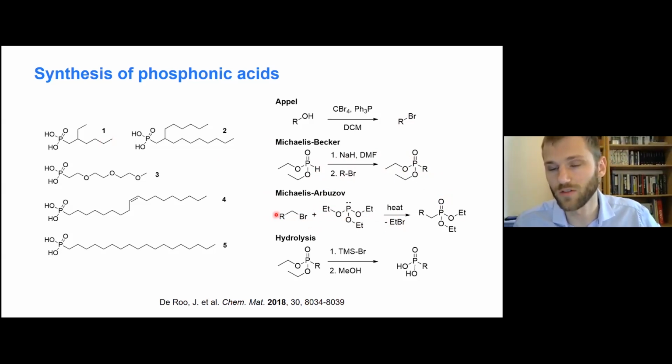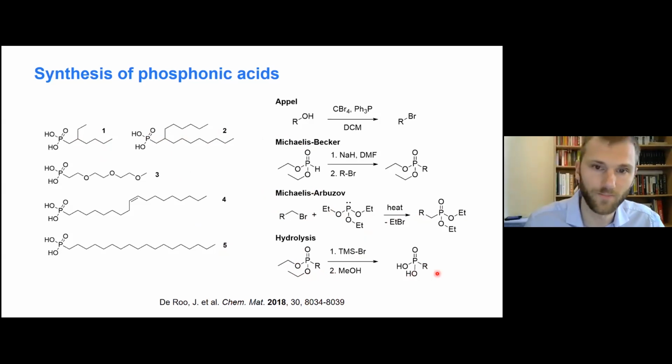The Arbuzov reaction does not work for these more sterically demanding substrates, 1 and 2. So 1, 2, 4, and 5, we synthesized using the Becker method, and for some reason it didn't work with 3, so there we used the Arbuzov method. And then the ester is easily hydrolyzed into the phosphonic acid.